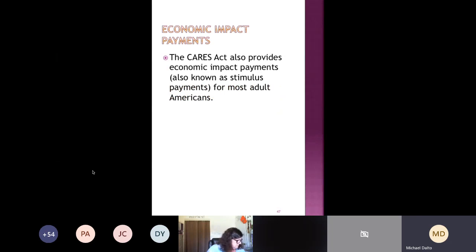so we'll talk about the economic impact payments now. These are also known as stimulus payments. And most Americans, particularly most adult Americans, are going to qualify for these payments. They're designed to stimulate the economy, to provide more purchasing power to Americans, to help keep the economy from collapsing.